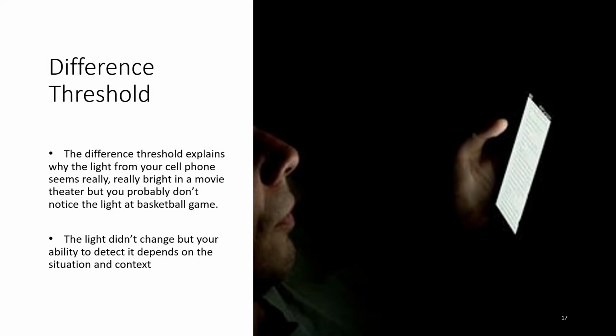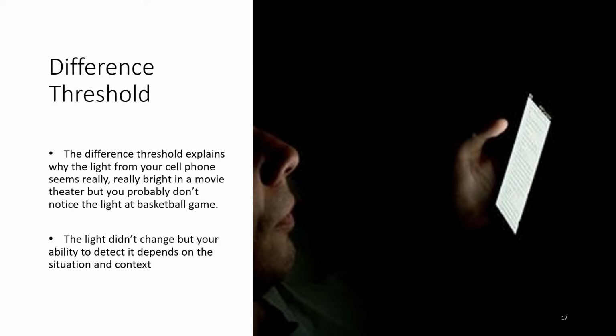Sometimes we're more interested in how much difference in stimuli is required to detect a difference between them. This is known as the just noticeable difference, or JND, or difference threshold. Unlike the absolute threshold, the difference threshold changes depending on the stimulus intensity.